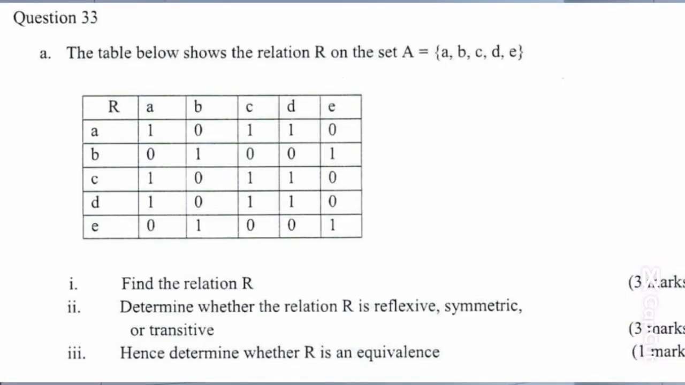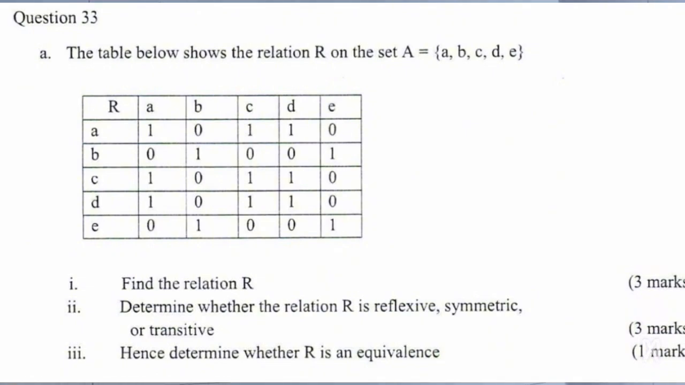The table below shows the relation R on a set A equals {A, B, C, D, E}. Find the relation R. Determine whether the relation R is reflexive, symmetric, or transitive. Determine whether R is an equivalence relation.